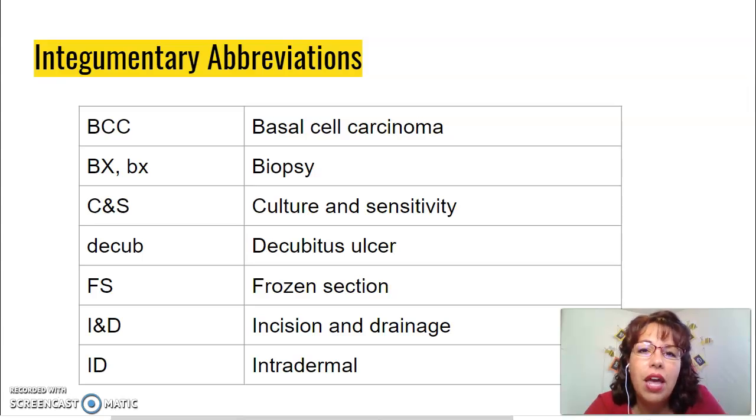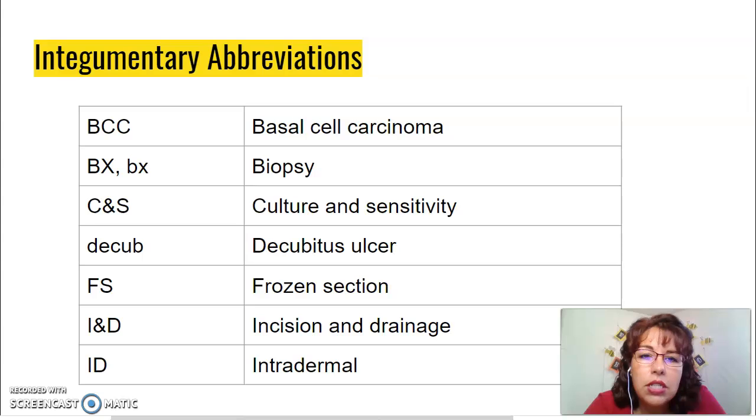BX, whether it's capitalized or lowercase, refers to a biopsy. Opsy means visually examining, and bio is life. C&S, culture and sensitivity. They're going to take a culture and they're going to run it through some tests. That is basically what that is.